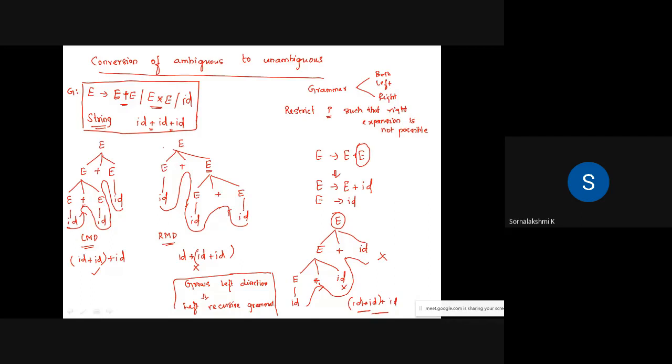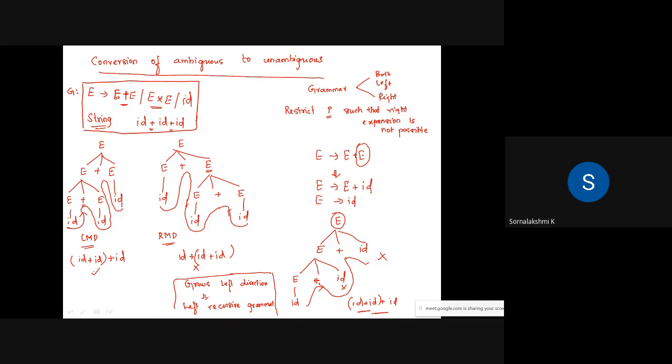For the same string, ID is an identifier or a variable. For the same expression, ID plus ID plus ID, I got two parse trees because the grammar allowed me to construct two different parse trees. There's nothing wrong in constructing it according to the grammar. But when we consider the associativity, here there is no problem with precedence. The plus operator has left to right associativity.